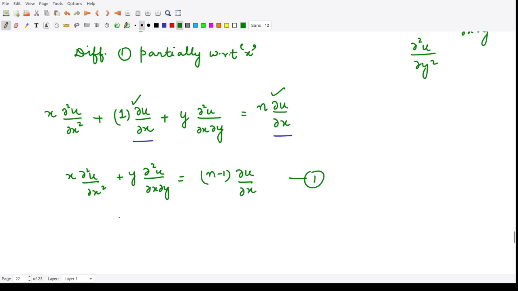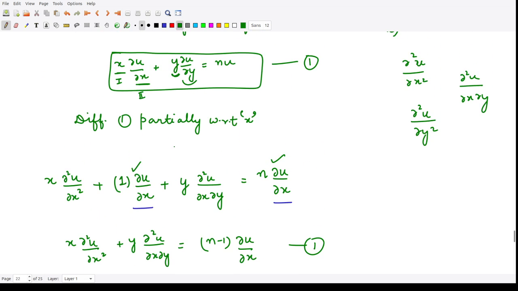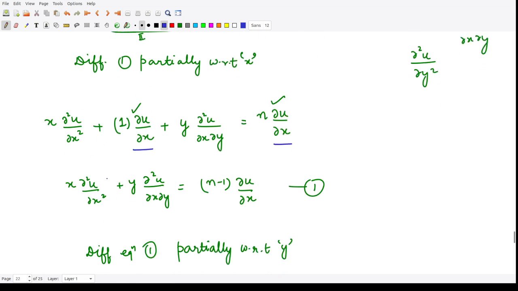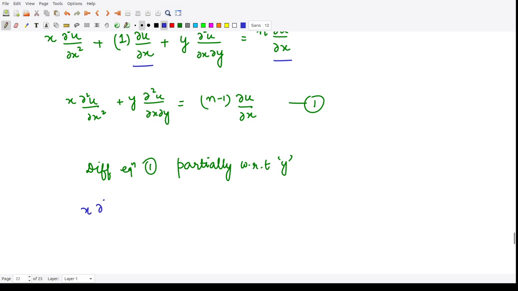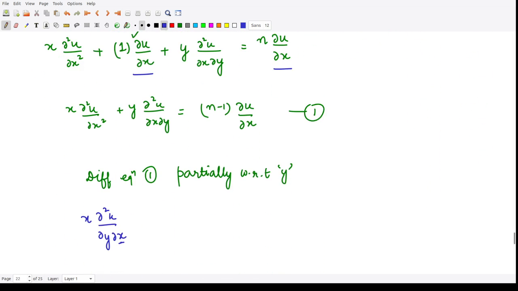Again we will differentiate equation number 1 partially, now with respect to y. So what would this become? Our equation was x into del u by del x. Because x is independent of y, x would come as such, and then del 2 u by del x del y. Firstly the derivative was present with respect to x, now we are doing it with respect to y. So this is the notation.